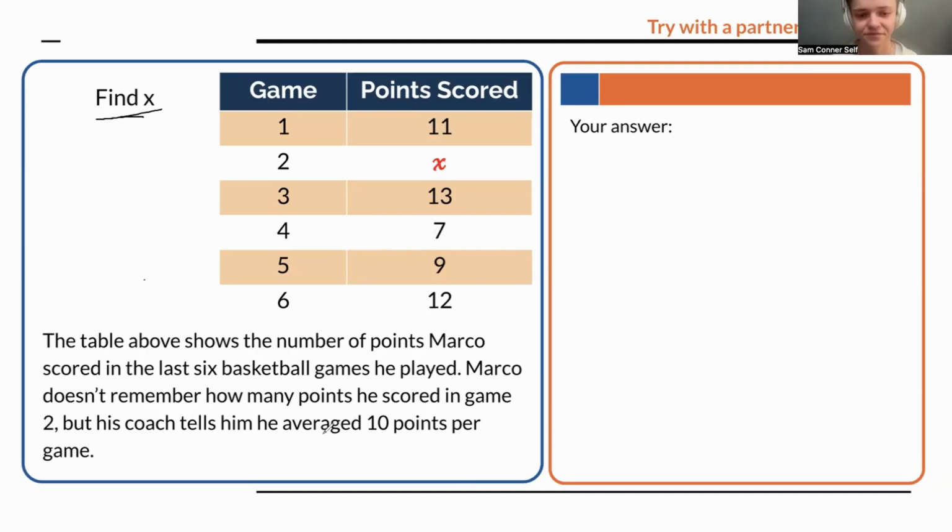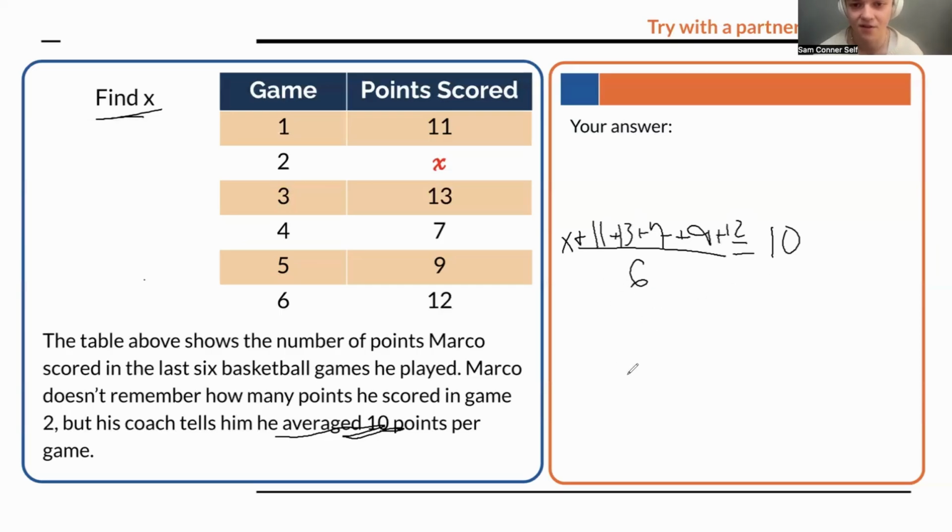All right, and so the average, remember, is the sum of all of the data values over the total number of data points. So it's going to look pretty similar to this last question that we did, where if there are 6 data points we're using, we're going to put 6 in the denominator. The question tells us that the average is going to be 10 points per game, so that's going to be to the right of the equal sign. And then we're going to put the sum of all the points scored in the numerator over here. So it's going to be x, 11, 13, 7, 9, and 12. And then we can solve for that.